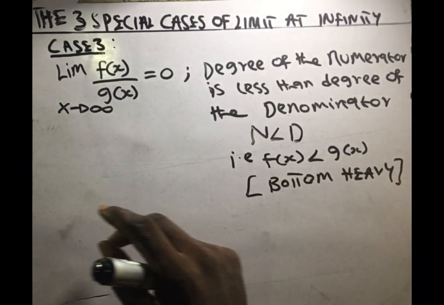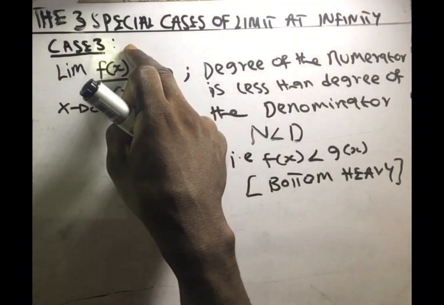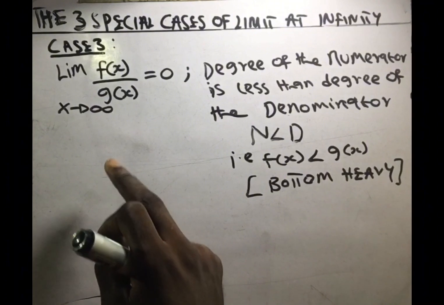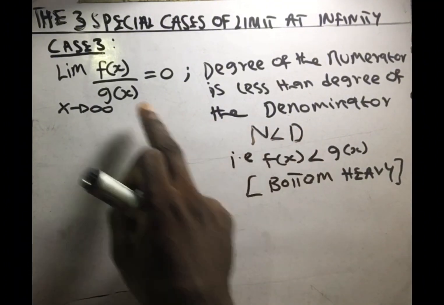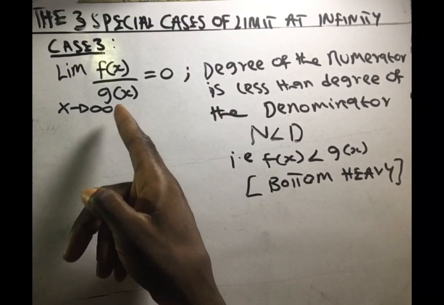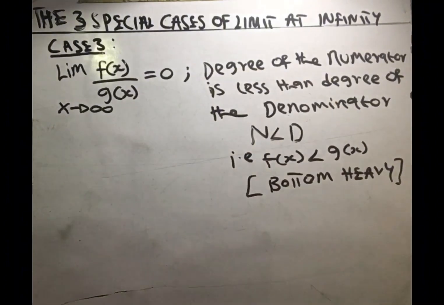For the first case we call it top heavy, because the top, the numerator, is what is greater. That's why I call it top heavy. But in this case, the denominator is bigger. That's why I call it bottom heavy. So we are going to write through an example so that we can understand what this is saying. It's just like every other one. Since the denominator is larger, our answer is going to be 0. We'll pick an example and also prove through the example and see how it goes.